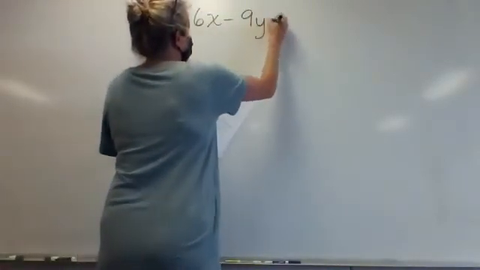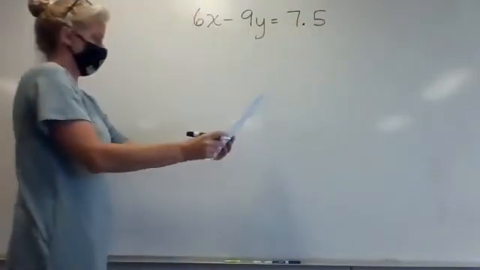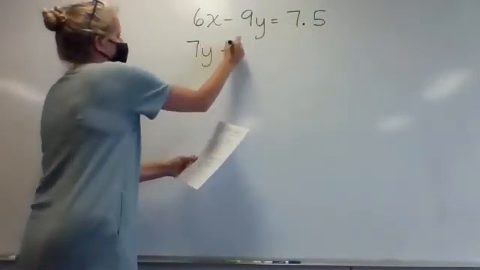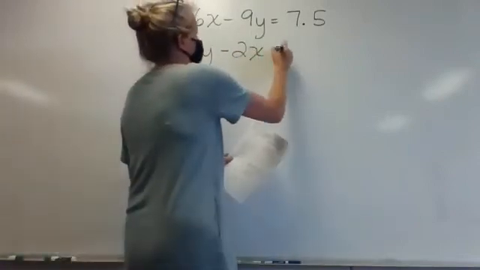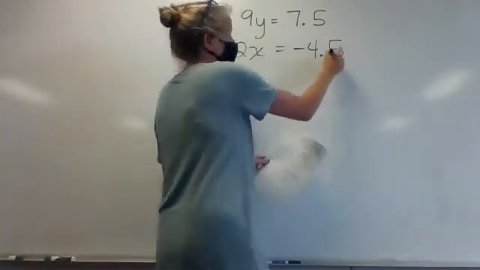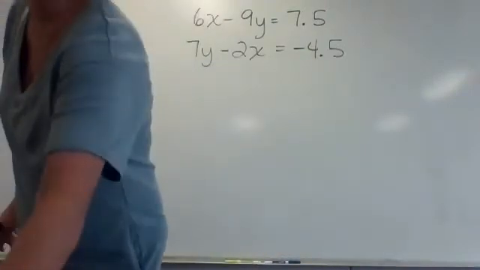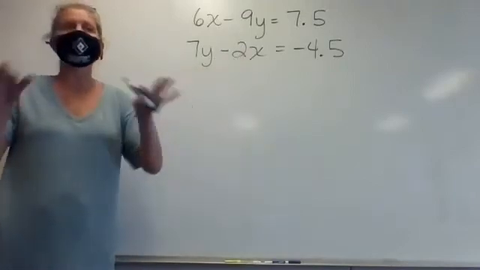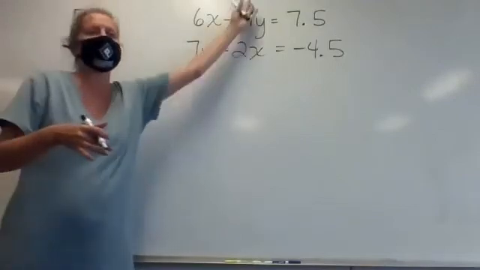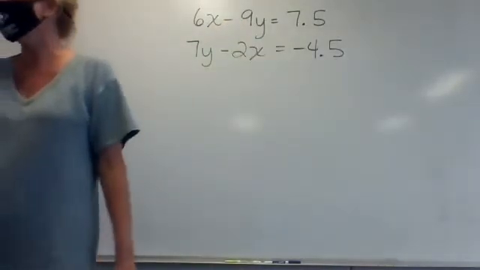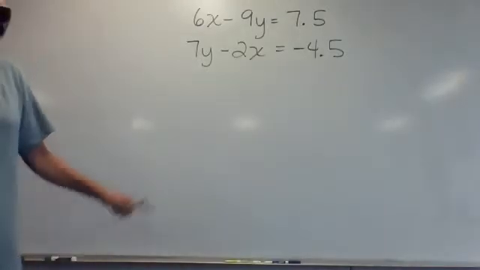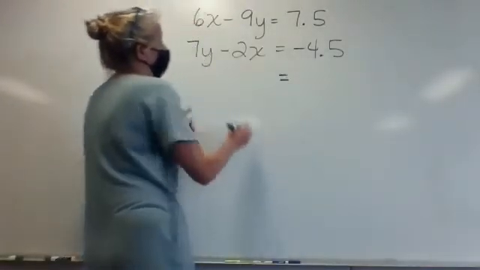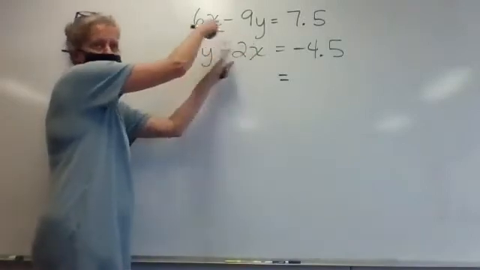So 6x minus 9y equals 7.5. And 7y minus 2x equals -4.5. Now, before I enter my matrix information, look at this bottom equation. The x and y are in the wrong spot, right? You want your x's to line up and your y's to line up before you enter information into your matrix. So there's my equal sign. So I'm not carrying anything across the equal. I'm just flip-flopping these 2 terms.